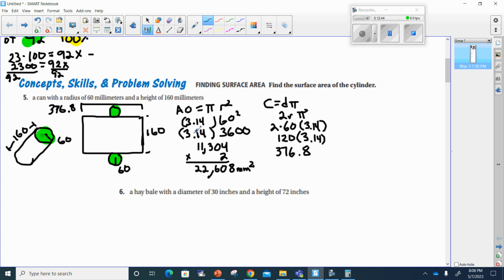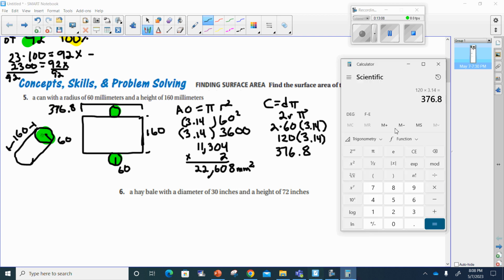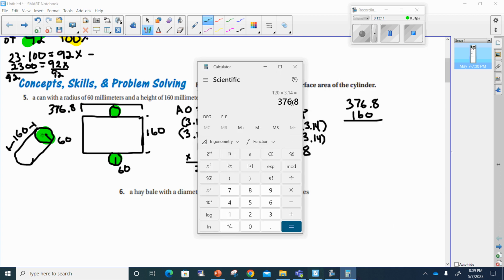All right, now that we have the length and the width, we can multiply them together. So we're going to take 376.8 and multiply it by 160. And that'll give us the area of the rectangle. So let's see, we're going to take 376.8 and multiply it by 160. That's going to give us 60,288.